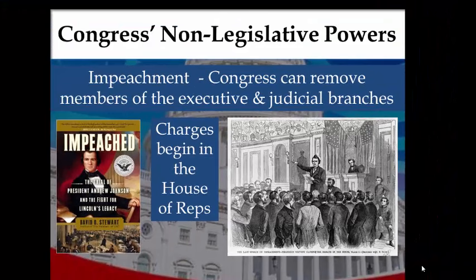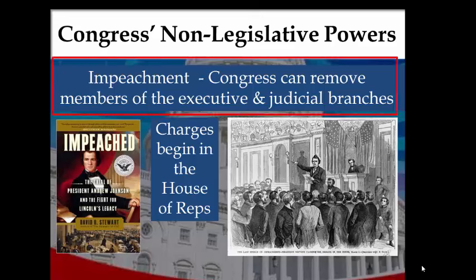Now, let's switch gears from our lawmaking powers to powers that Congress has beyond passing legislation. The first power is impeachment. Impeachment is the power to remove a federal official from office. In other words, to fire them. All right, Congress can do this not only to presidents, but also Supreme Court justices and agency heads.